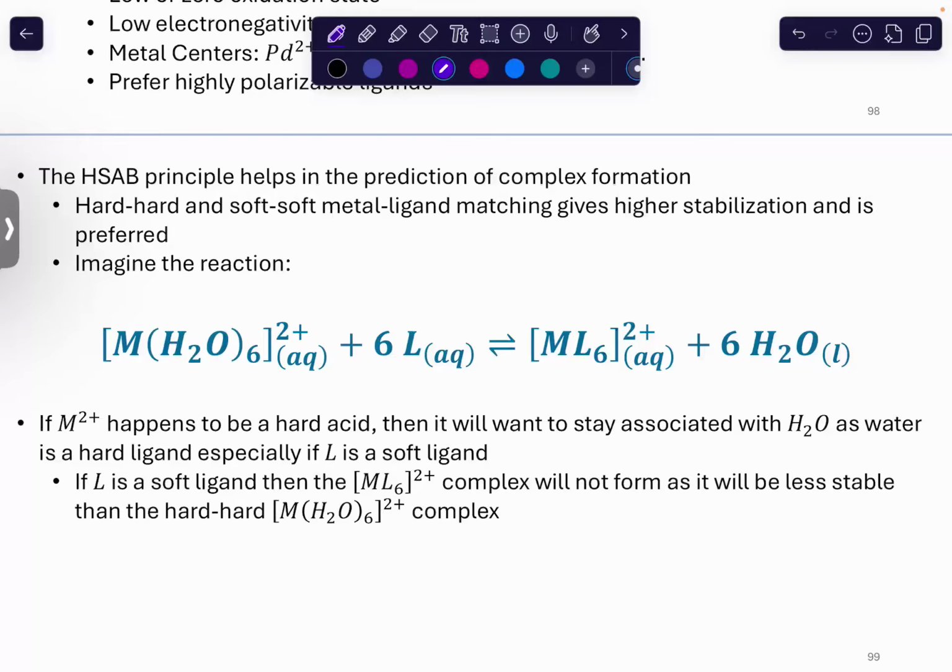However, if M is soft and L is soft and water's hard, you're immediately going to get the formation of that ML6. So you can start to have an idea of what you need to put together to cause a certain complex to form. And it's all relative to each other. Remember, we go back to that rule, like dissolves like. Hard metals want hard ligands, soft metals want soft ligands.